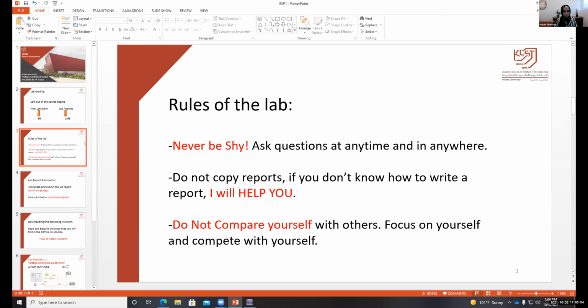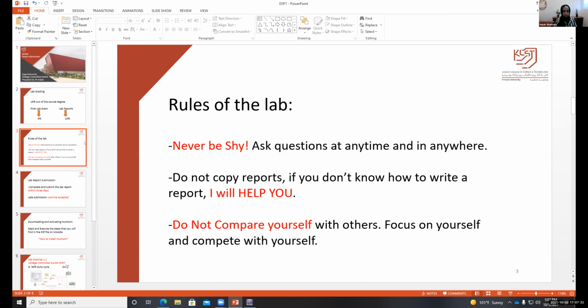Second rule is do not copy reports. Any copied report will receive immediately 0. If you do not know how to write a report or you have never written a report before in your whole life, that's okay. I can help you to write a report. But please don't force me to give 0 to anyone. I don't want to give 0 to anyone. I want you all to get a very good grade in this lab. But if I see a copied report, I will be forced to give 0. And I hopefully don't need to do that. So please cooperate with me and help me to give you good grades by writing the report by yourself or with my help.